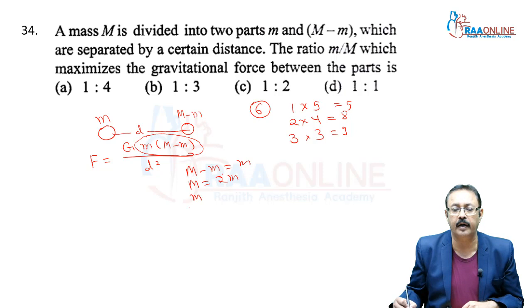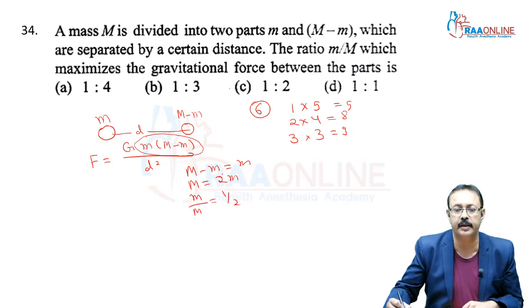Means when m upon m is equal to 1 by 2. So we are going with option C.